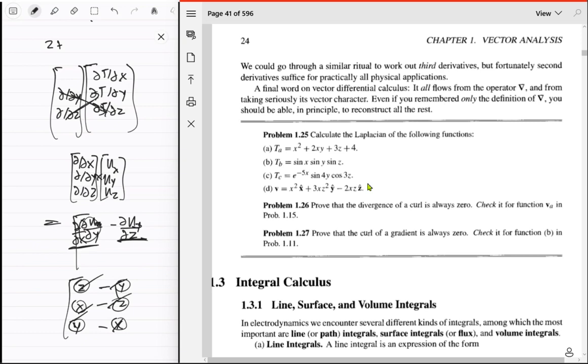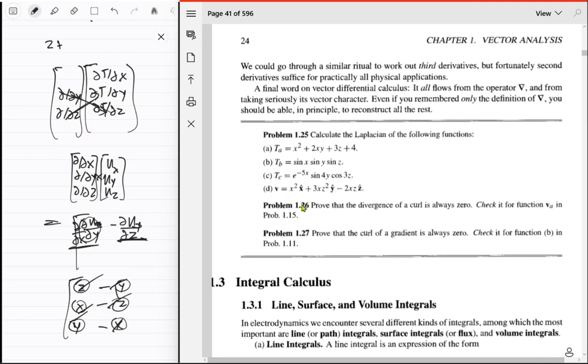Second derivative of sine is negative sine. So it's negative sine x sine y sine z, and once again negative sine x sine y sine z. Yeah, negative 3 sine x sine y sine z. That's what we're going to do. This one is more complicated but still doable. I won't do that though.